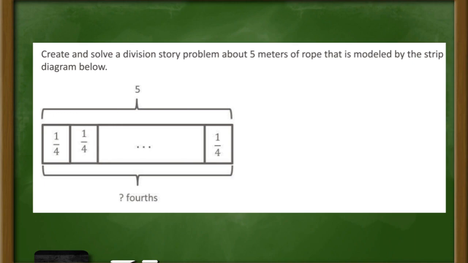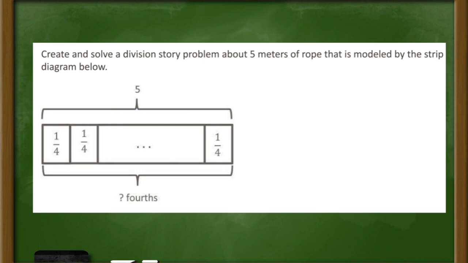Let's read and look at problem 1 on our problem set sheets together. Let's read the statement in question out loud. Create and solve a division story problem about 5 meters of rope that is modeled by the strip diagram below. I don't think I heard you loud enough. Read that one with me nice and loud, mathematicians. Ready? Let's go. Create and solve a division story problem about 5 meters of rope that is modeled by the strip diagram below. All right, nicely done, mathematicians.